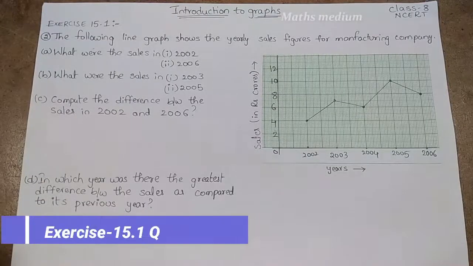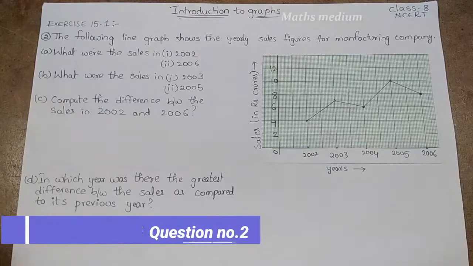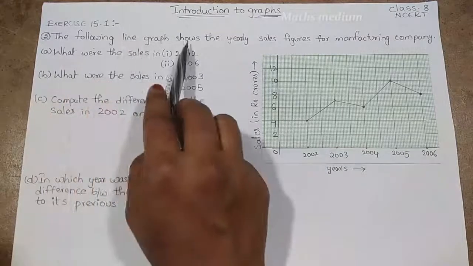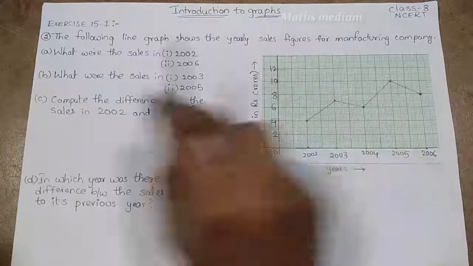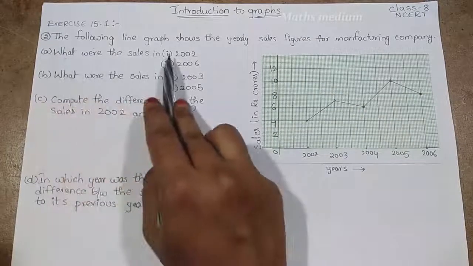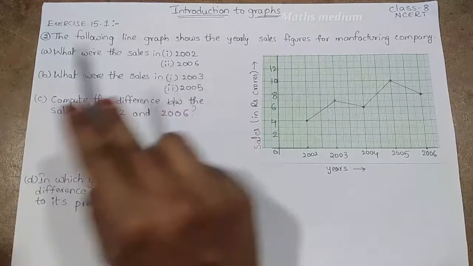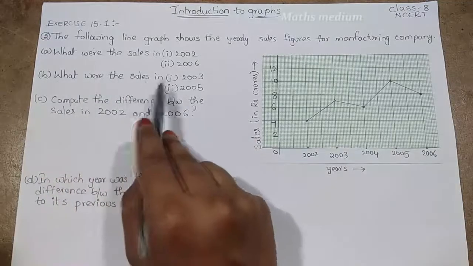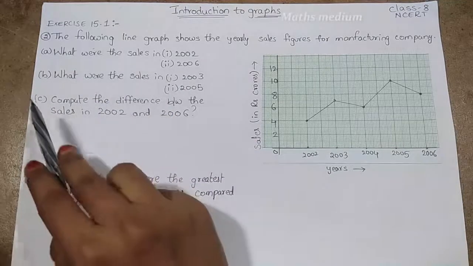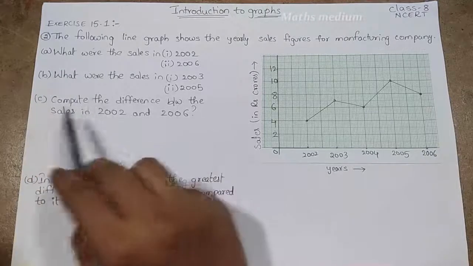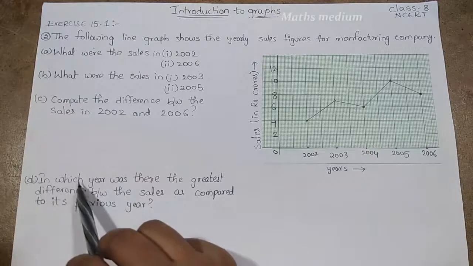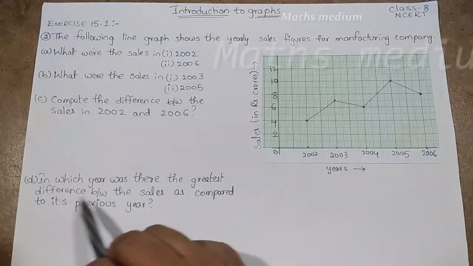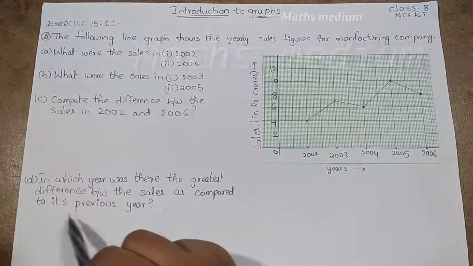Today I came with exercise 15.1, Introduction to Graph, from 8th class NCERT. Question number 2. The following line graph shows the yearly sales figures for a manufacturing company. Question A. What were the sales in 2002 and 2006? Question B. What were the sales in 2003 and 2005? Question C. Compute the difference between sales in 2002 and 2006. And D is, in which year was there the greatest difference between the sales as compared to its previous year?